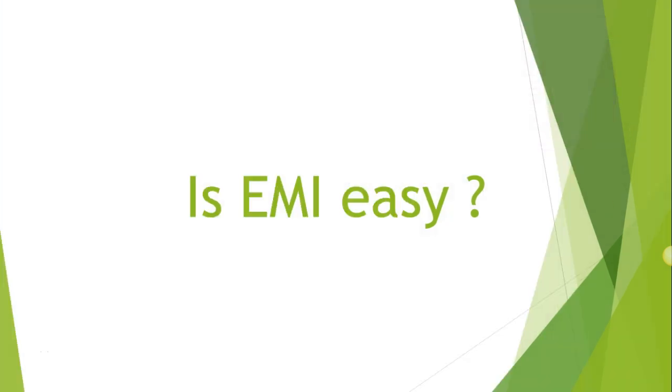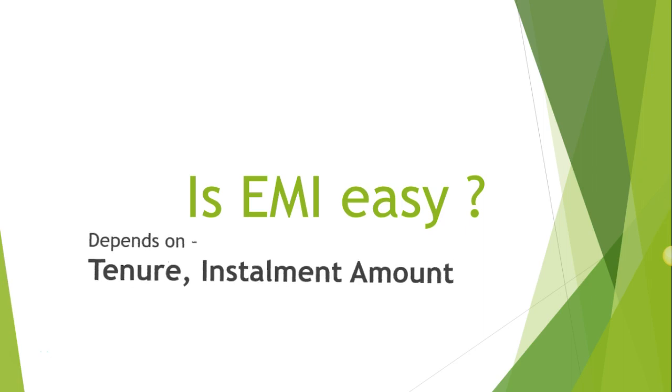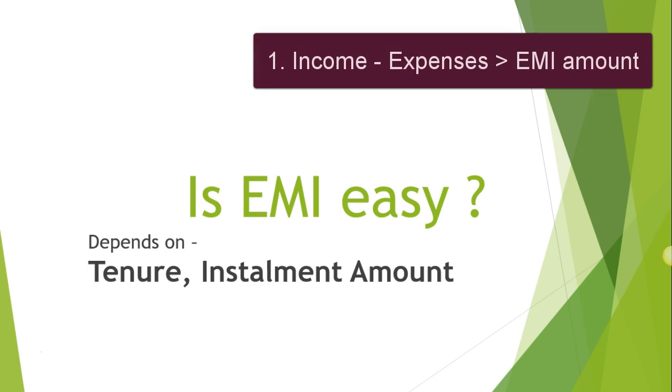So the next point is: is EMI easy? It depends on tenure and installment amount. What is your paying capacity? In my example, I've told you I have to pay around 2500 for 12 months. So I have to check my income and expenses. If my income is X amount and my expenses are Y amount, X minus Y, is it giving me an extra 2500 for the EMI?